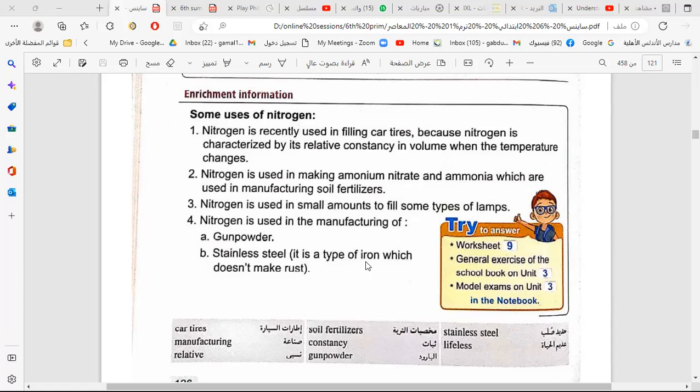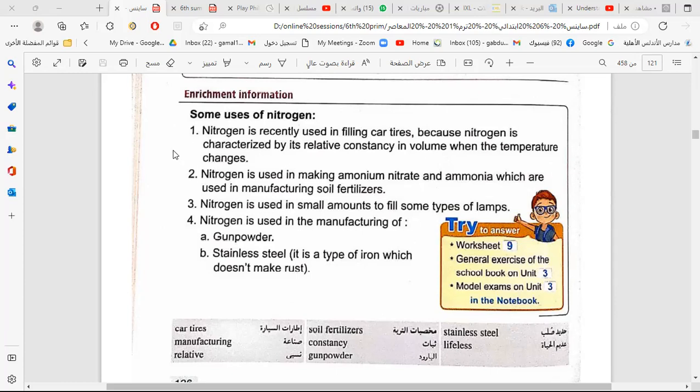You know, if we want the plant to grow fast, if we want the plant to grow more and more, we need fertilizers. We need to add fertilizer to the soil. Fertilizers are made from nitrogen compounds such as ammonia and ammonium nitrate. So nitrogen can be used in making fertilizers.